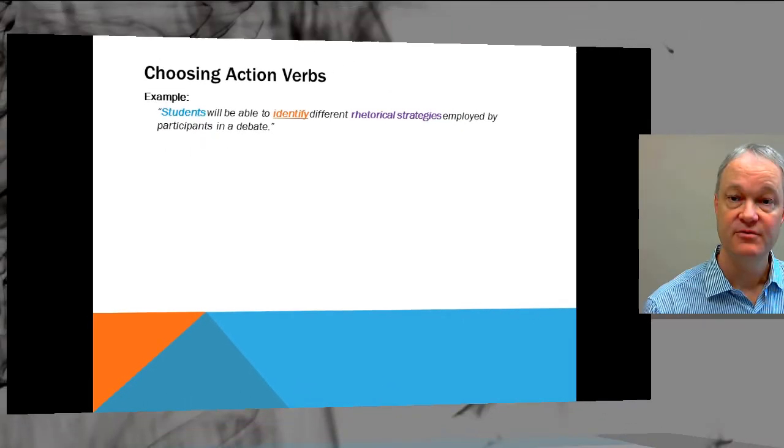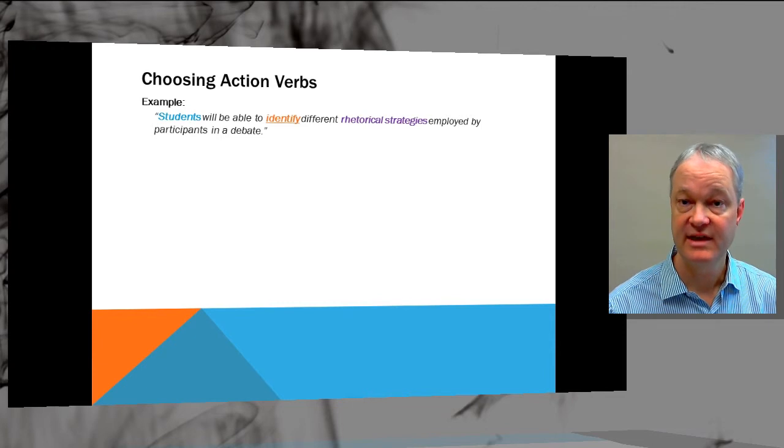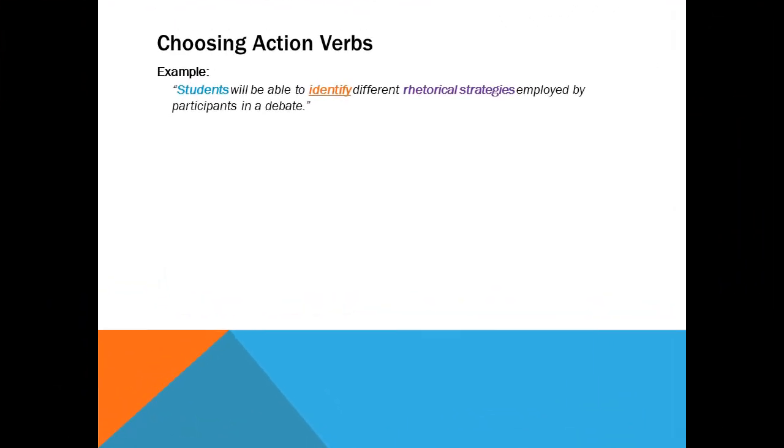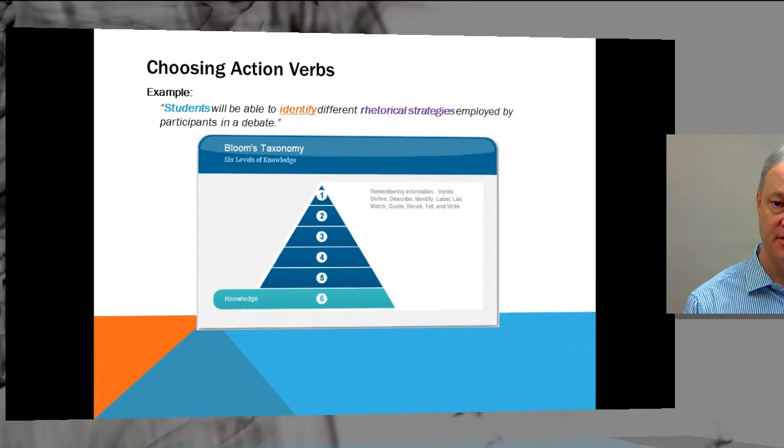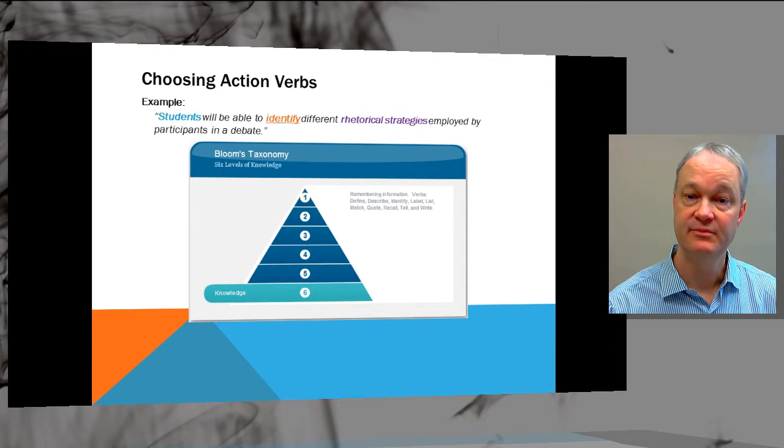The verbs that we use in learning objectives have quite a bit of significance. They tend to reflect the level of knowledge we're asking the student to achieve to reach that objective. So in this case, the verb is identify. It's at the lowest level, the knowledge level, of a widely used knowledge classification system known as Bloom's taxonomy. The verb identify reflects remembering information, which is a good place to start when building towards more challenging or higher level objectives.